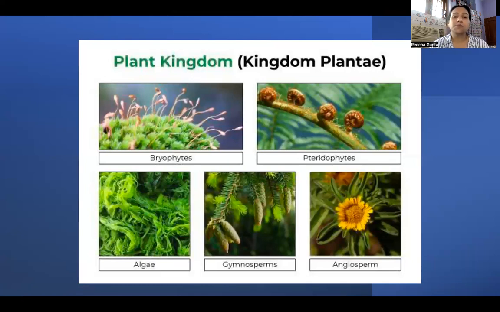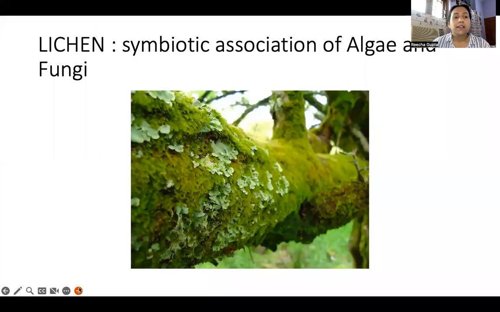Angiosperm. Angiosperm is the first flowering plant. इनको इसलिए बताया क्योंकि आगे जब हम succession पढ़ेंगे, इन चीजों की requirement होगी। Next is lichen. These are the symbiotic association of algae and fungi.